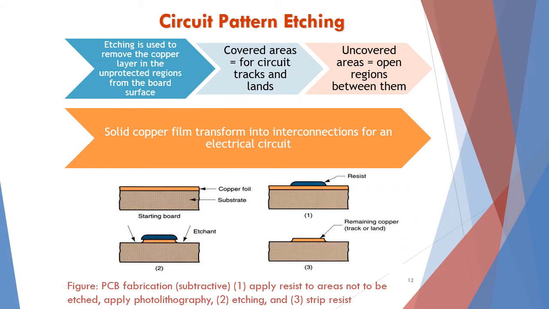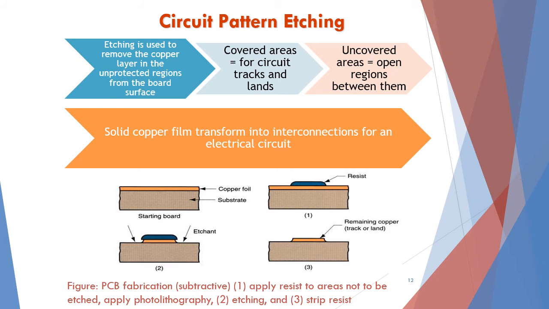Okay, so now the next step is circuit pattern etching. Etching is used to remove the copper layer in the unprotected region from the circuit board, so that you can create the circuit. The covered area for the circuit will be the tracks and lines, and the uncovered area will be the open region between them.